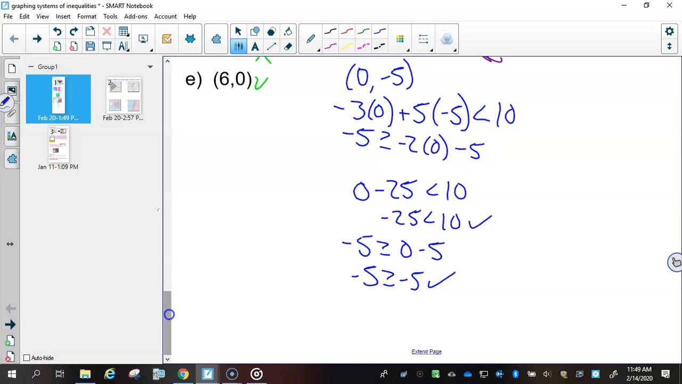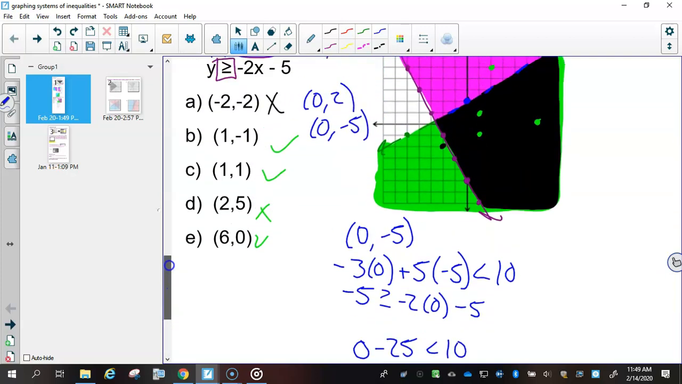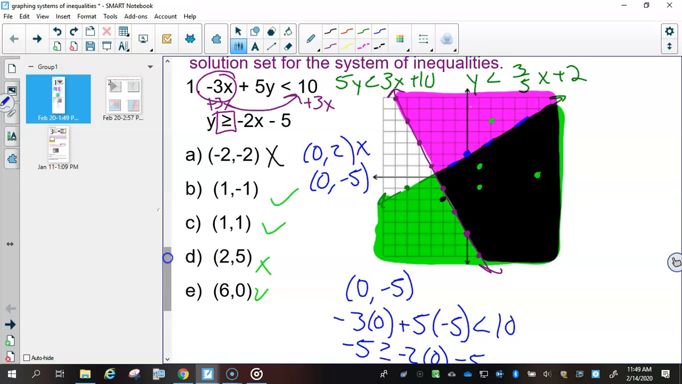Most of the time it won't work, but there is the occasional it will. When you have two solid lines, it will always work because they're both included. If you have two dashed lines, it will never work because they're not. But when you have one of each, you have to check because it could be a solution, but it could not, because one's included and one's not. So you always need to check those. Do we have any questions on this piece?